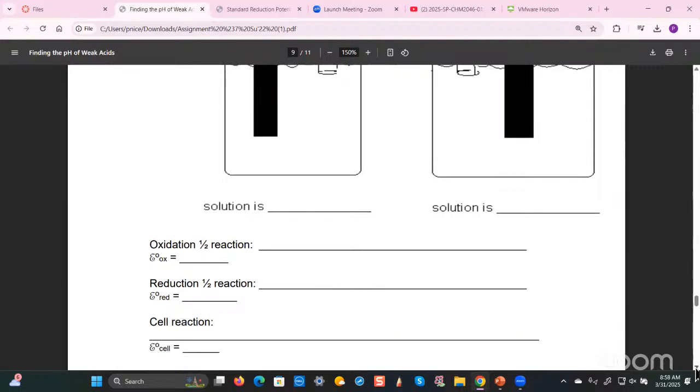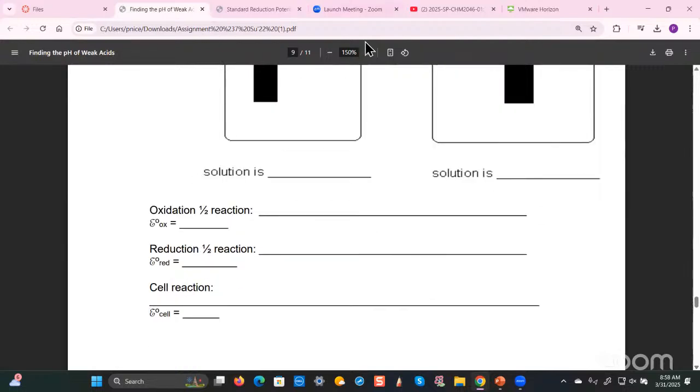Okay, so I looked up the half reactions for these. In the case of the oxalic acid, the half reaction will be H2C2O4 to form 2CO2 plus 2H plus plus 2 electrons. And the EMF of that reaction is 0.43 volts. That's the standard EMF of that reaction.